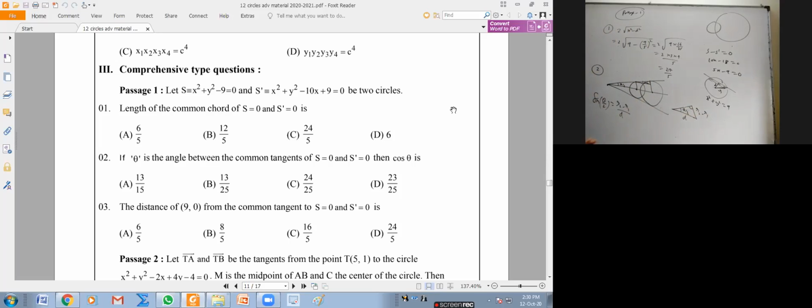So here the radius of one circle is 3 and the radius of the other is 4. So 4 minus 3. The centers are at (0, 0) and (5, 0), so the distance is 5. So it is 1 by 5. But they wanted cos theta. Cos theta can be written as 1 minus 2 sine square theta by 2, which is 1 minus 2 into (1 by 5) whole square, which is 23 by 25.